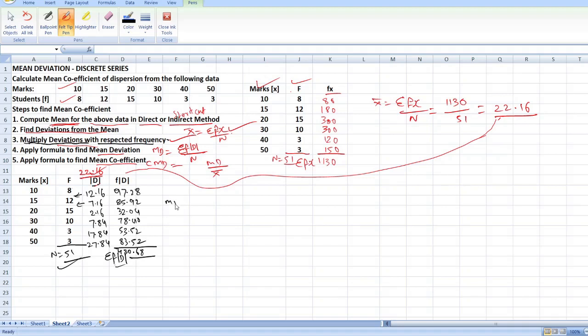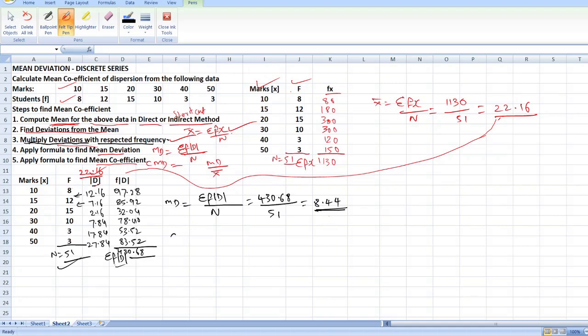What is the formula to find out mean deviation? Mean deviation is equal to summation f into d divided by n. Summation f into d is 430.68 divided by n, which is 51. When you do that, you will get 8.44. This is the mean deviation.